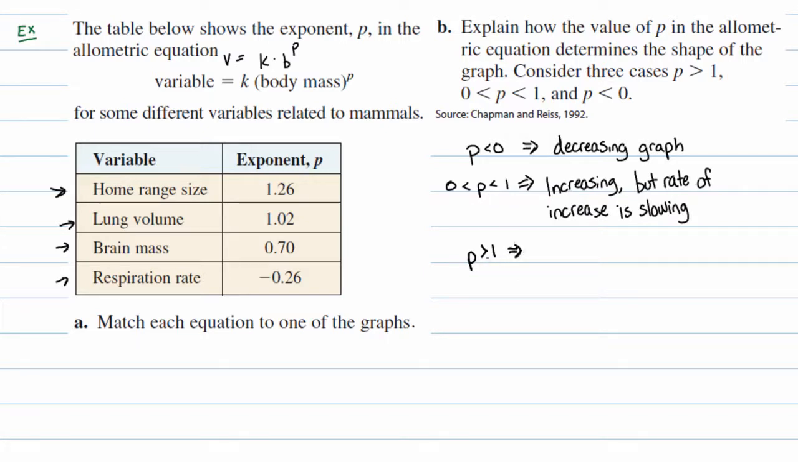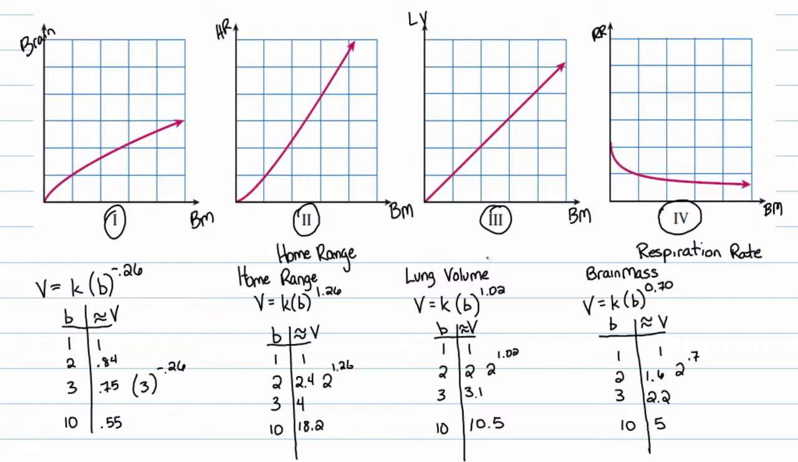Now we take a look at our example where we have a power greater than 1, and I'd like to look at the one where the power is much greater than 1, like 1.26. And you can see it's increasing, and it's increasing ever faster. So every step it increases more quickly. That's not really proper English, but you know what I'm saying, right?